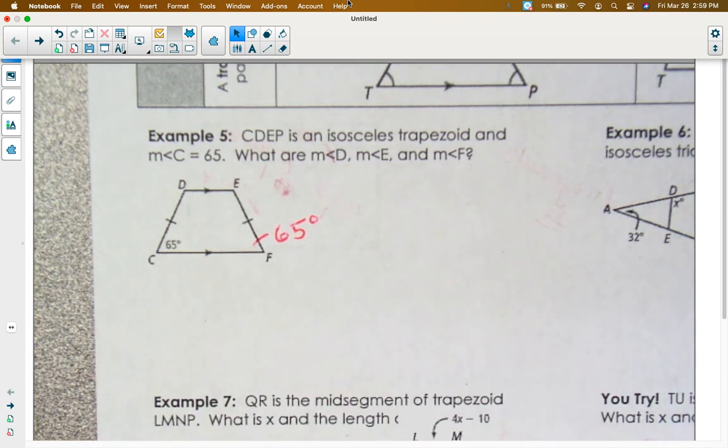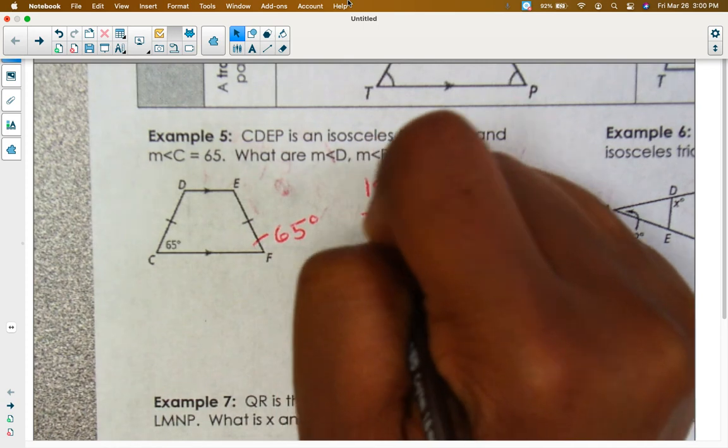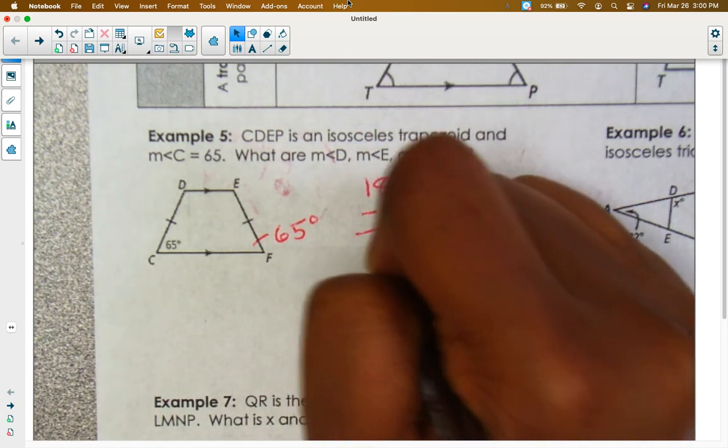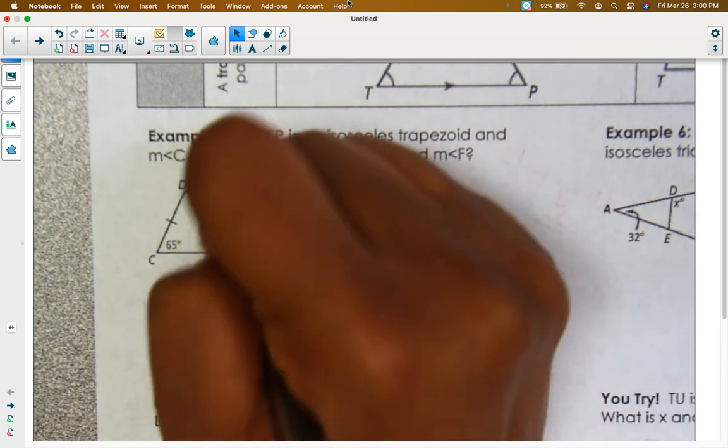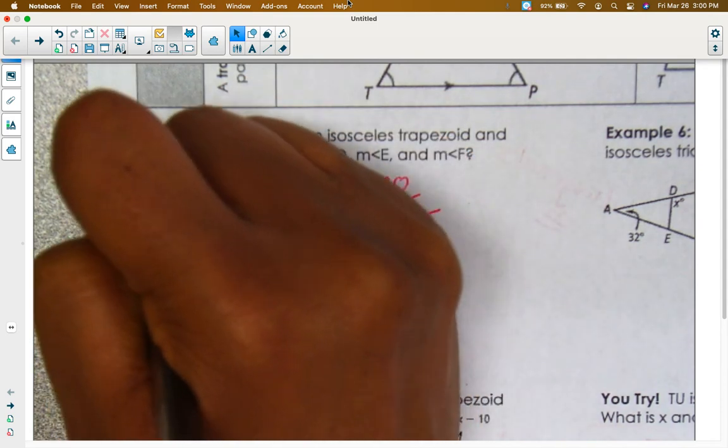Now, I know if I add them all up, it's going to give me 360 degrees. And you also know that we have some supplementary angles in here. So I could do 180 minus 65 to get 115. So I know that this side is 115, and I know that this side is 115.